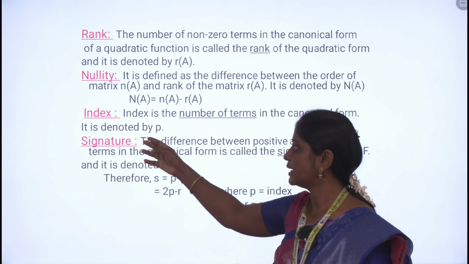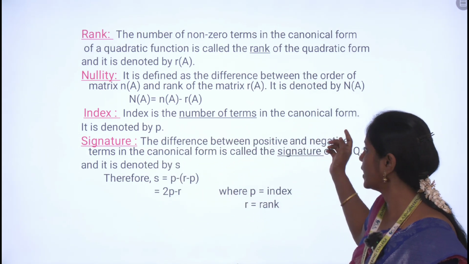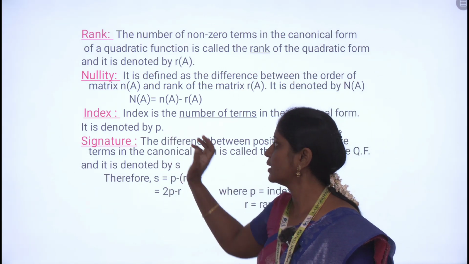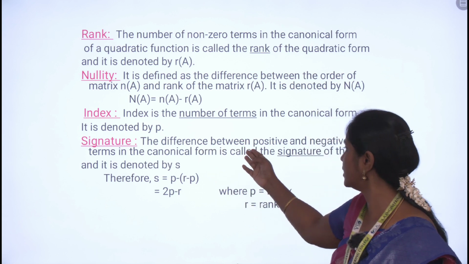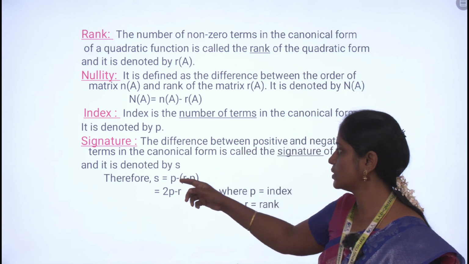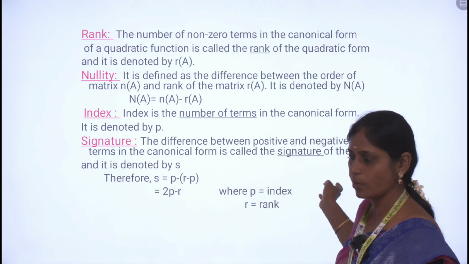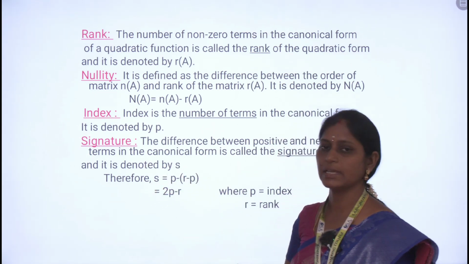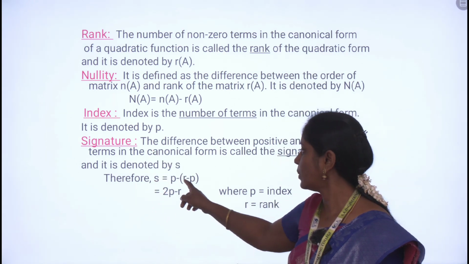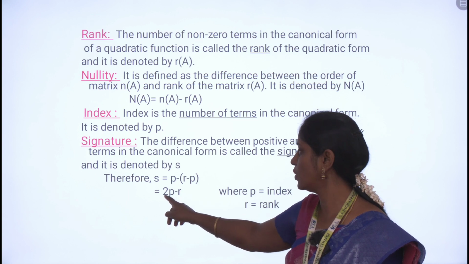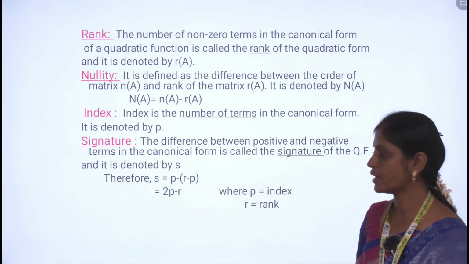Next, we can see the index. Index is the number of positive terms in the canonical form. It is denoted by P. Signature is the difference between the positive and negative terms in the canonical form of the quadratic form, and it is denoted by S. Therefore, the signature S is equal to P minus (R minus P), that is equal to 2P minus R, where P is the index and R is the rank.